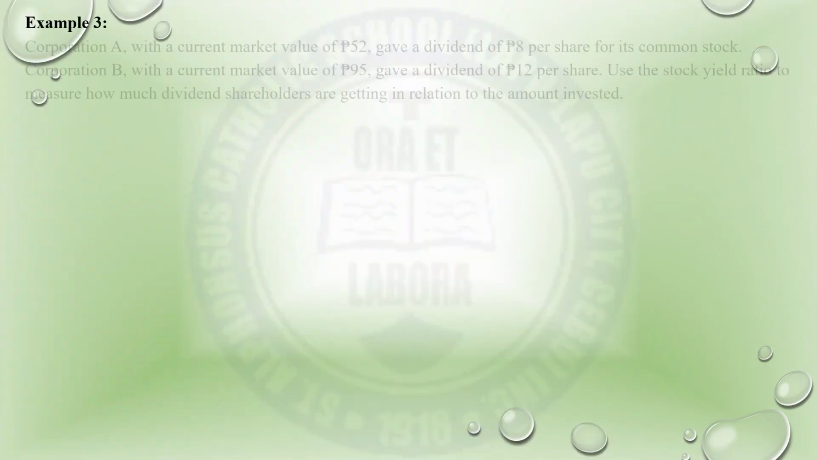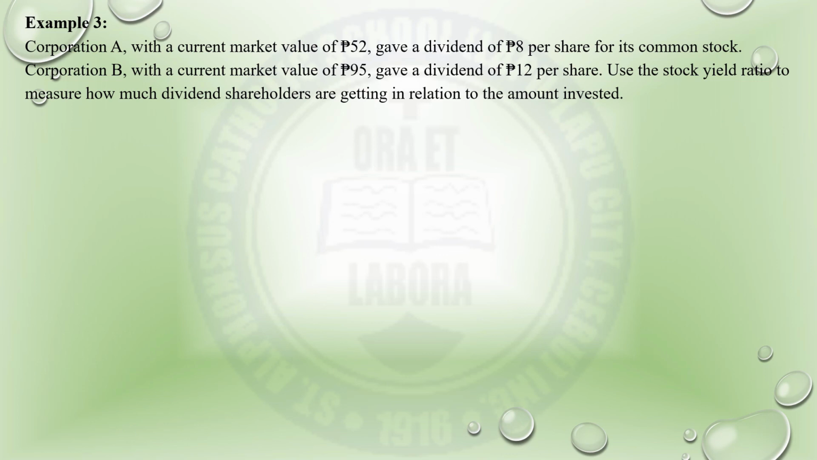Example number 3. Corporation A with a current market value of 52 pesos gave a dividend of 8 pesos per share for its common stock. Corporation B with a current market value of 95 pesos gave a dividend of 12 pesos per share. Use the stock yield ratio to measure how much dividend shareholders are getting in relation to the amount invested. So this time, we are going to compare the two investments.